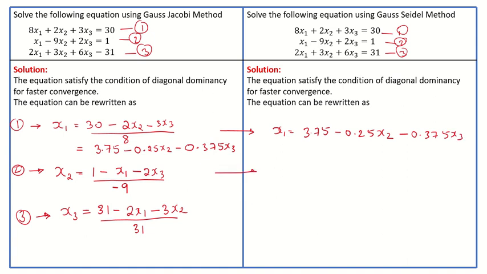Similarly, x2 equals minus 0.111, which is 1 divided by minus 9. Here it is minus, because 1 divided by minus 9. Similarly, minus 0.11 x1 becomes plus here, because the signs are both minus, and similarly plus 0.22 x3.